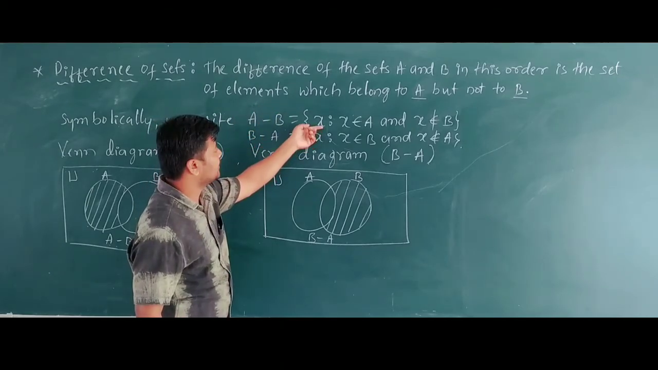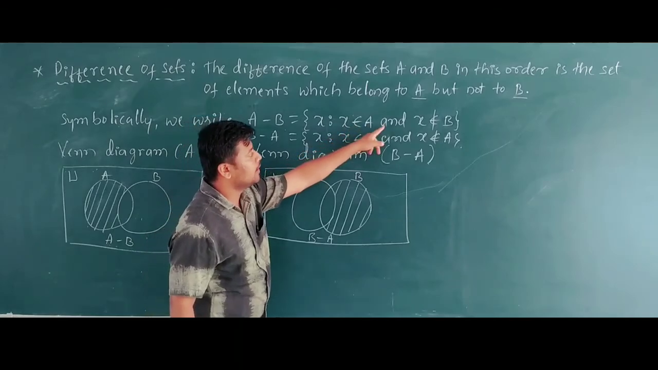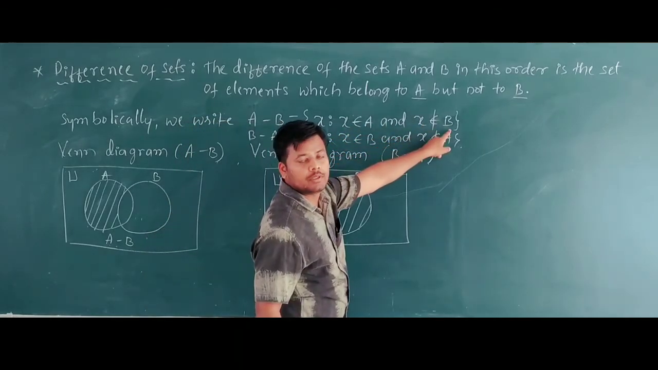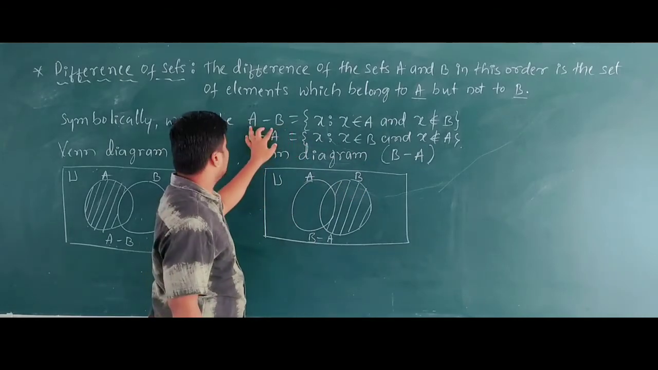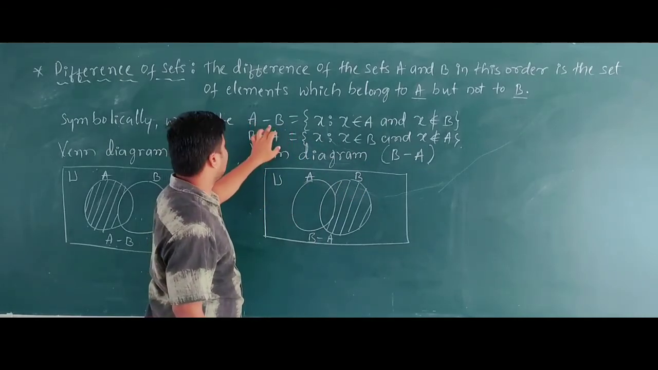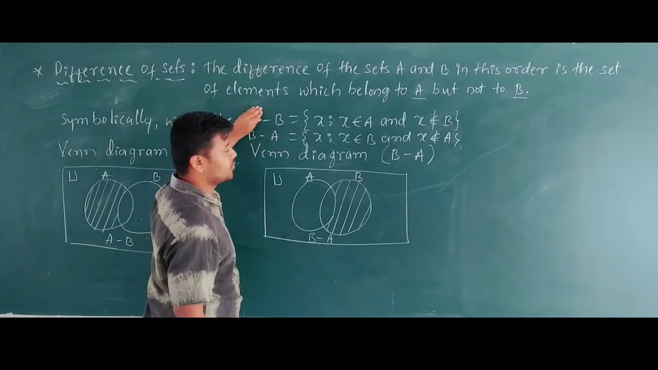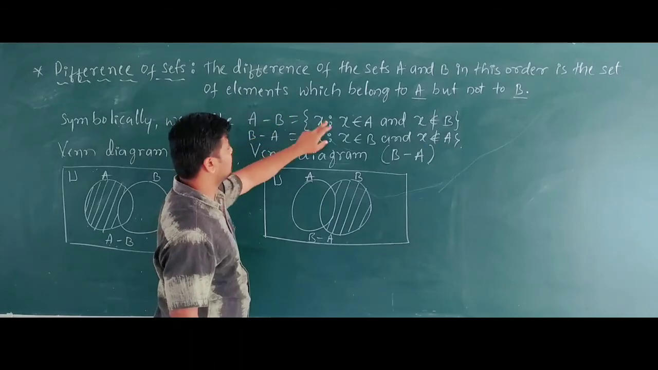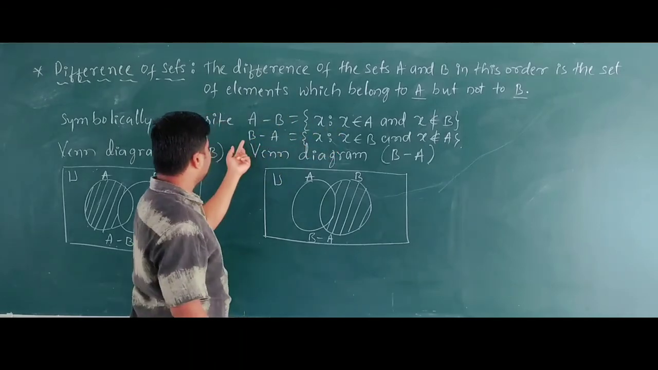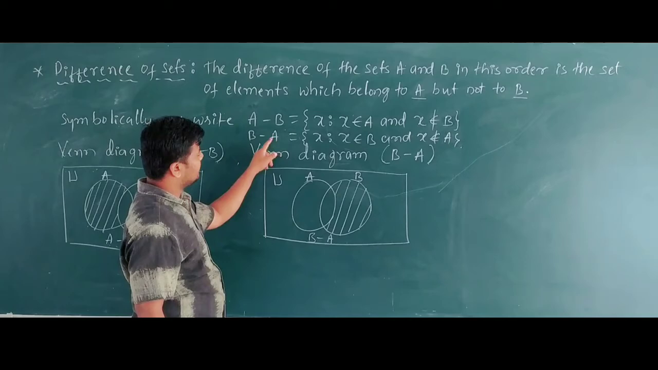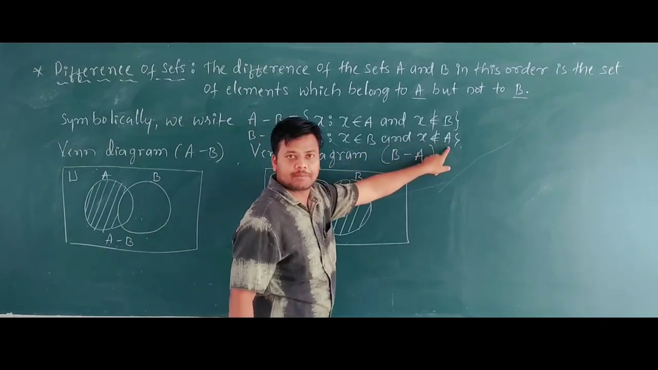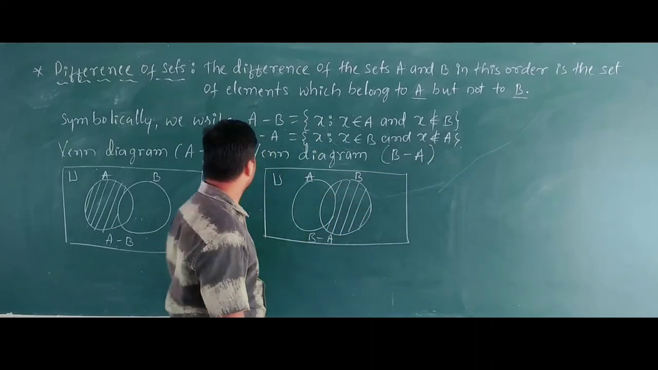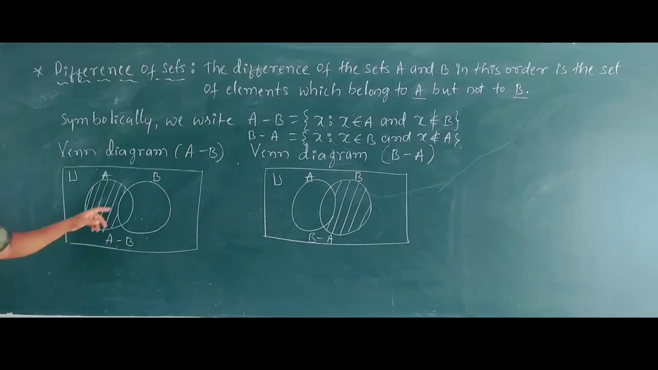A minus B equals the set of x such that x belongs to A and x does not belong to B. A minus B, difference of A and B, and we will read it as A minus B. So A minus B are elements only belonging to set A but not to B. So this is the definition. Similarly, B minus A: the elements only belonging to set B and not belonging to set A. Clear?